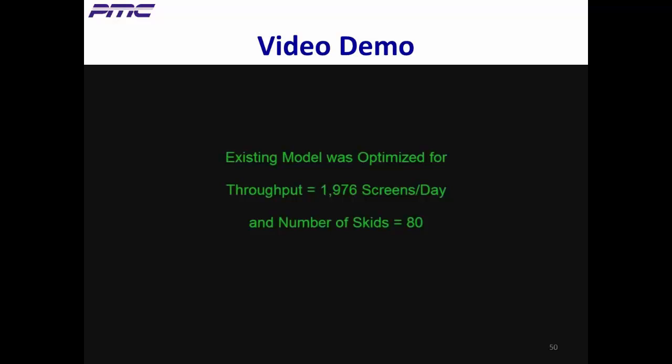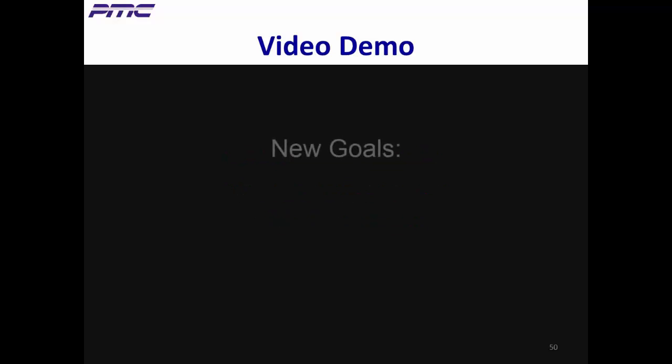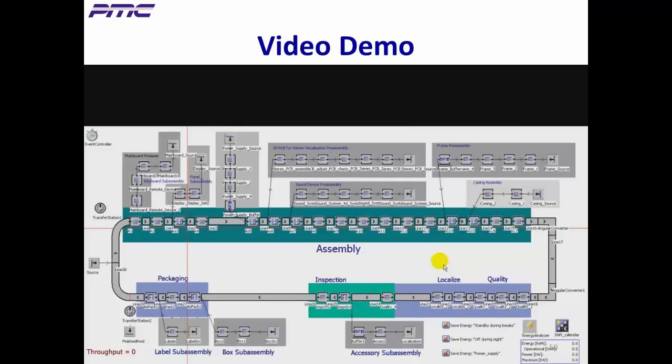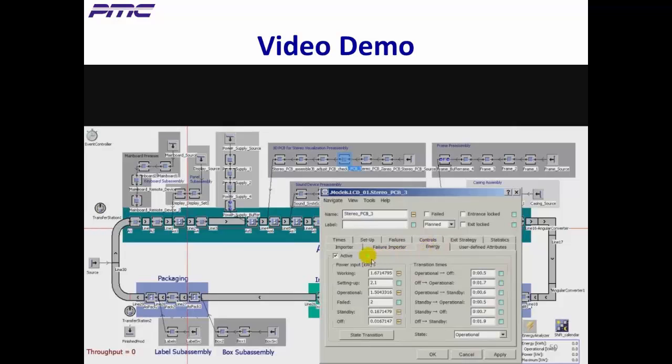What-if experiments also showed that a minimum of 80 skids was required to maintain that throughput. Since Plant Simulation now can model, analyze, and optimize energy consumption, we set new goals for our plant to reduce energy consumption without decreasing throughput. The first step is to specify power inputs in kilowatts in the Energy tab of the stations for all its states, including working, setting up, operational, failed, standby, and off. We also specify the transition times between states.